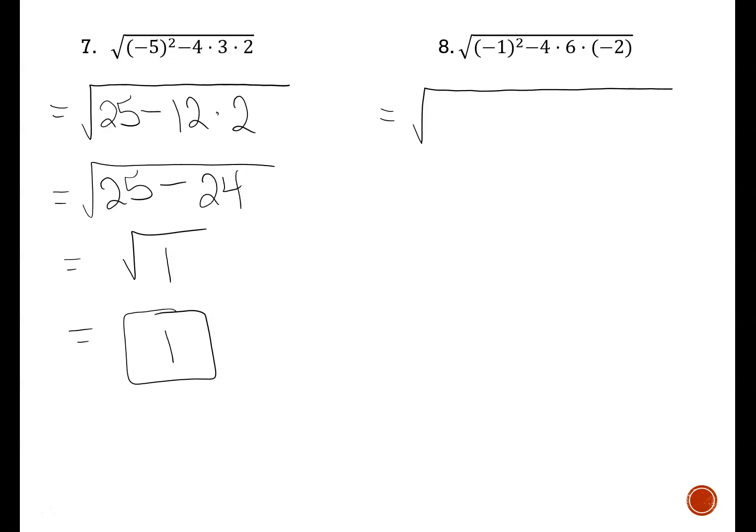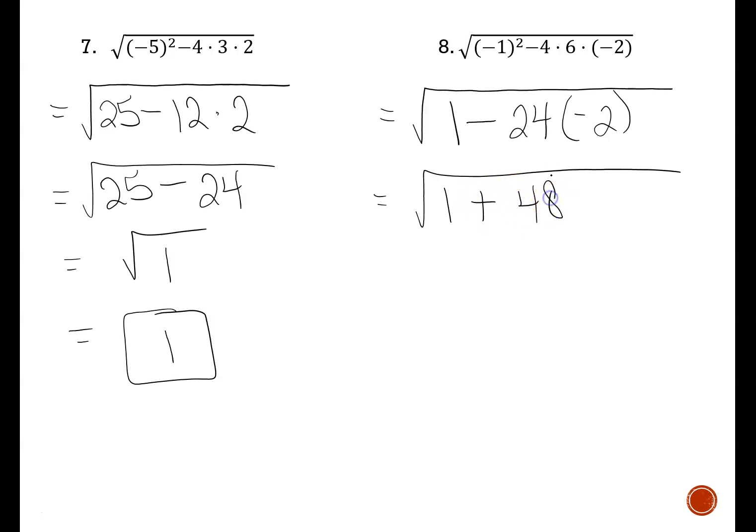Okay, let's see how you did. -1 squared means -1 times -1, which is positive 1, minus, and I'm going to go ahead and do the 4 times the 6 is 24. Bring down the -2. Then I need to continue with the multiplication, so the 1 comes down. Now here I think of this as negative times negative, so it's a positive 48. Very important that you get this sign correct. Now we add, and the square root of 49 is 7.